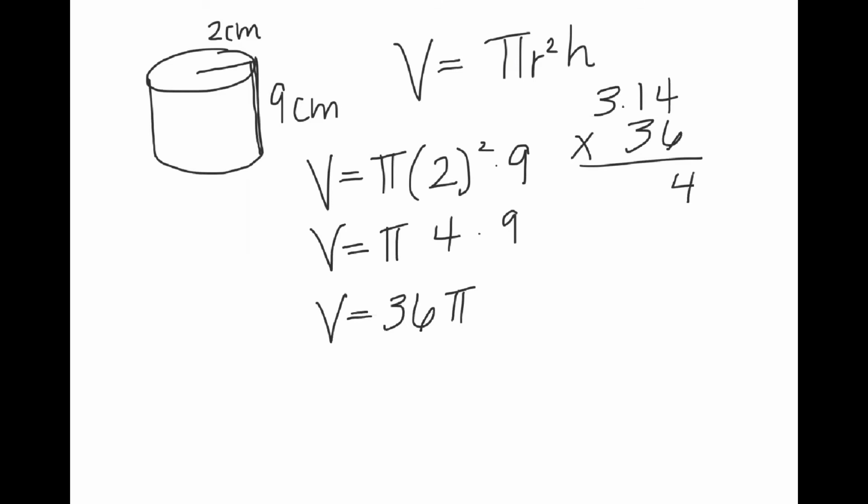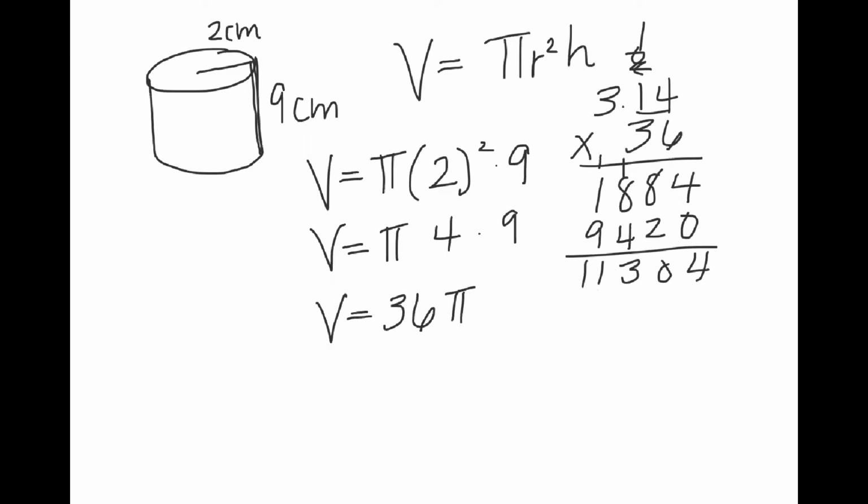6 times 4, 24, carry the 2. 6 plus 2, 8. 6 times 3, 18. Placeholder 0. 3 times 4, 12. 3 times 1, 3 plus 1, 4. 3 times 3, 9. Adding these up, 2 numbers behind the decimal point here as well. So 113.04. This is centimeters cubed.